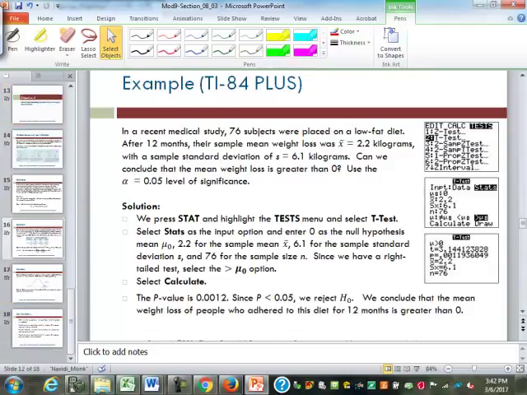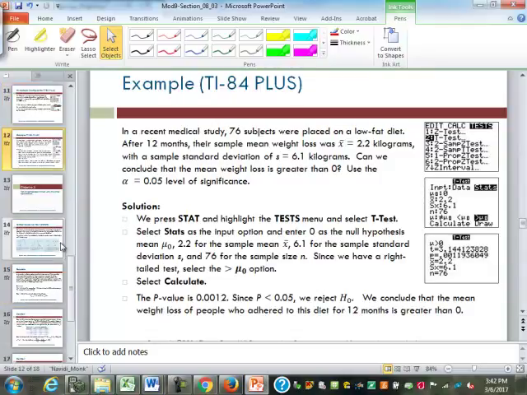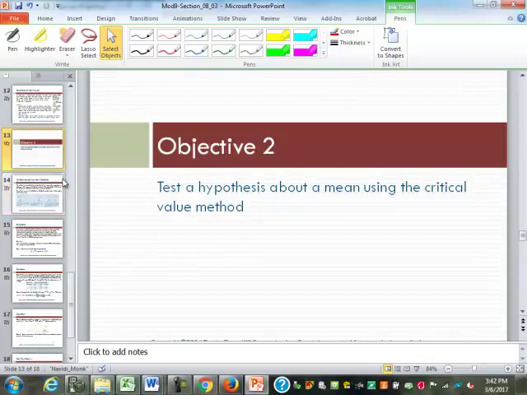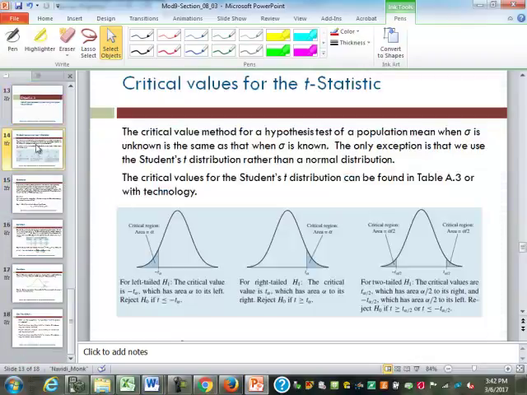And this is just explaining the conclusion from the calculator. So finally, test a hypothesis about a mean using the critical value method. If we wanted to find the critical value, we use that table, or we could use the calculator to find that value. It's a little clumsy on the calculator, and I'll show you here.